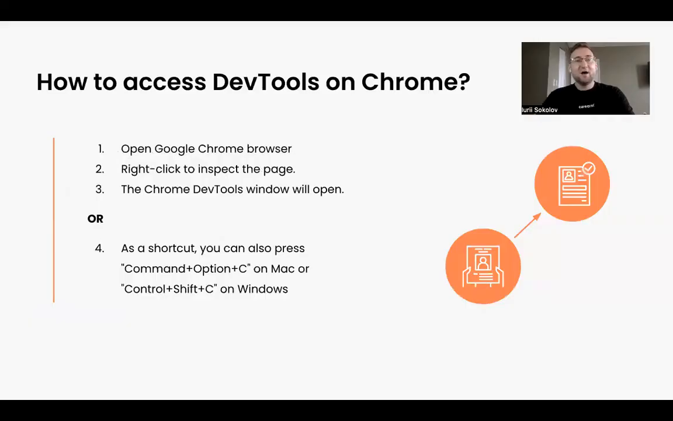All right, so let's start. How to access DevTools on Chrome. I'll show it to you in a few minutes, but basically it's very simple. All you have to do is open the Google Chrome browser, right-click with your mouse on top of the web page, and select in the drop-down menu the option called Inspect, and then the Chrome DevTools will open. Alternatively, you can use a hotkey combination: Command Option C on MacBooks or Control Shift C on Windows.